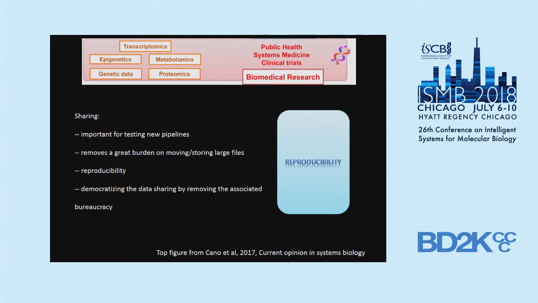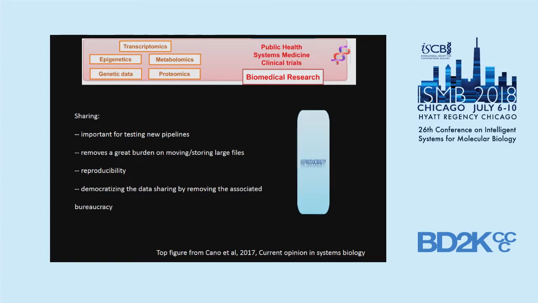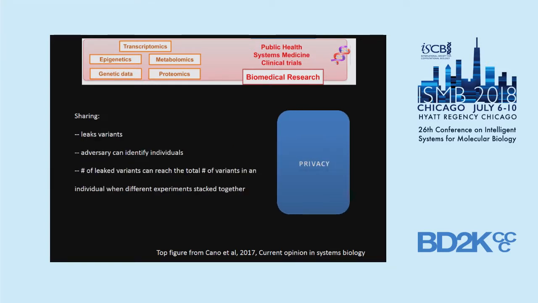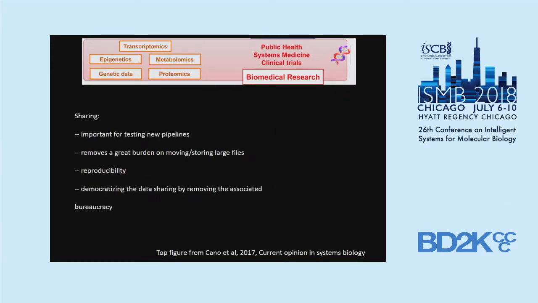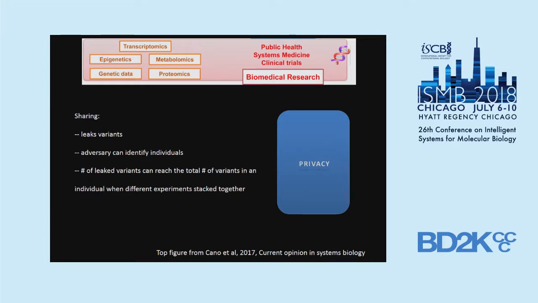But we believe that data sharing is very important for reproducibility, for testing new pipelines, and for dealing with the bureaucracy that comes with special access data. However, on the other side of the coin, there are privacy concerns because sharing leaks identifying information such as the SNPs and variants of these individuals. So we can actually cross-reference these individuals.